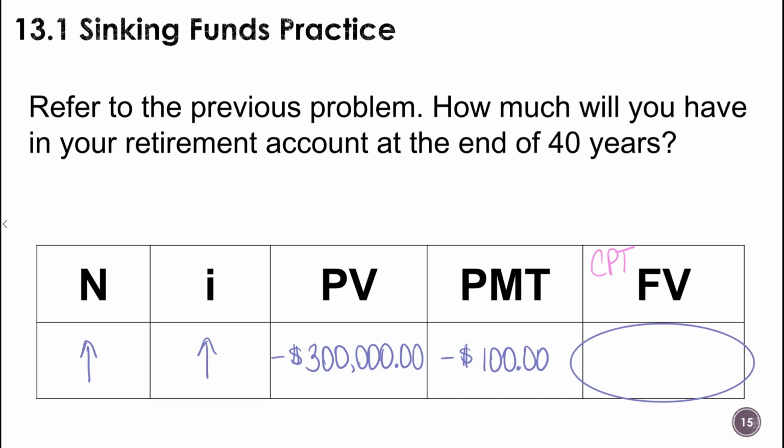Okay. And so at the end of the second 20 years, which is really 40 years altogether, we will have $1,203,398.25. So I think that's a pretty good plan. You know, you're making more money for those 20 years and you get it to this amount, and then just $100 per month. All right, well, that ends 13.1 Sinking Funds.